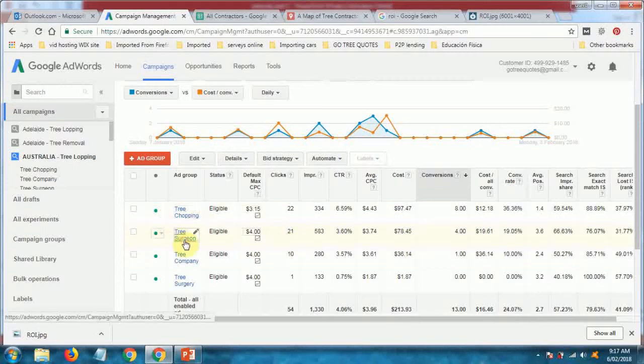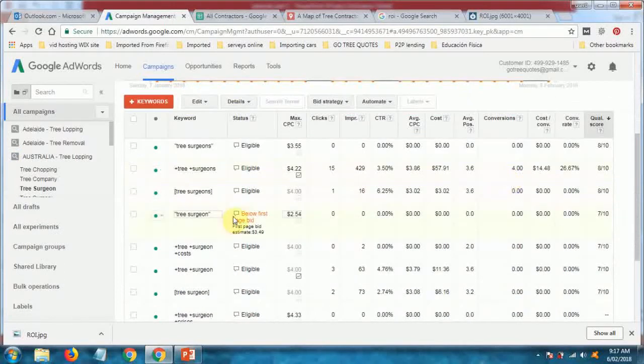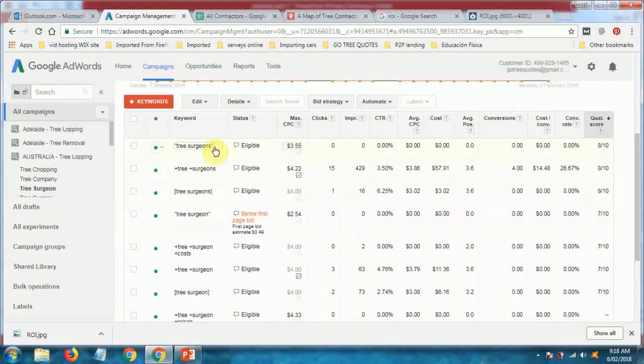So let's have a look what's going on in here. Okay, so you notice I've got quite a few variations of the keyword tree surgeon. It just tells Google in what circumstances to show that keyword. And you'll notice Google seems to be showing this one a lot more often. And that's where all my conversions are.